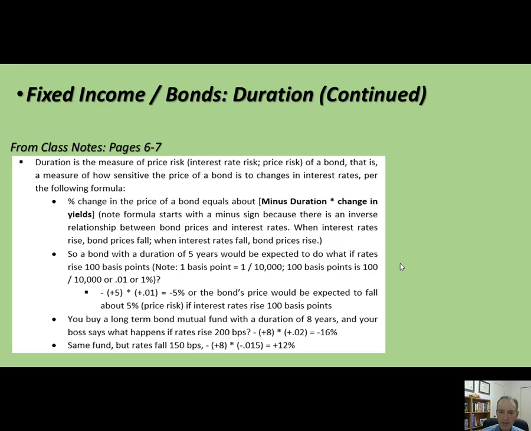So just divide by 10,000. So 50 basis points would be 0.5% or 0.005. 200 basis points would be 200 divided by 10,000 or 2% or 0.02. So if you have a 5-year duration and you expect interest rates to rise 100 basis points, that's 1%.